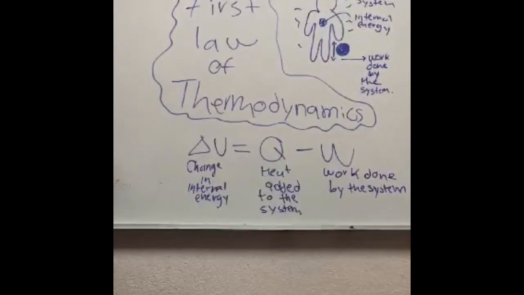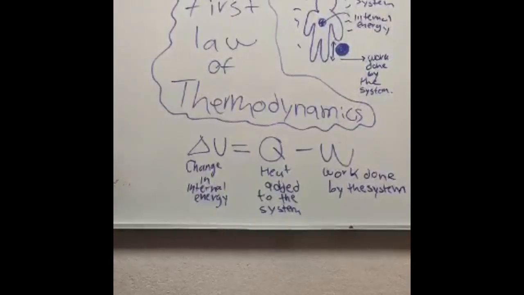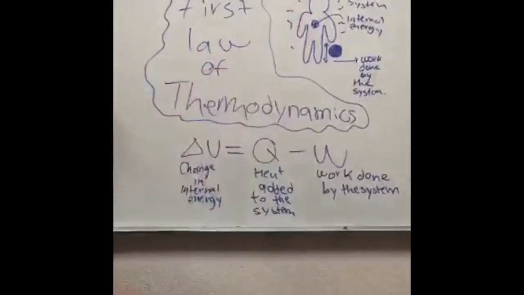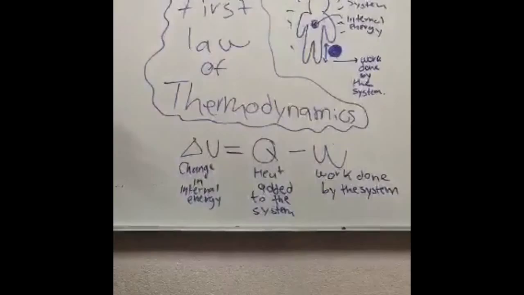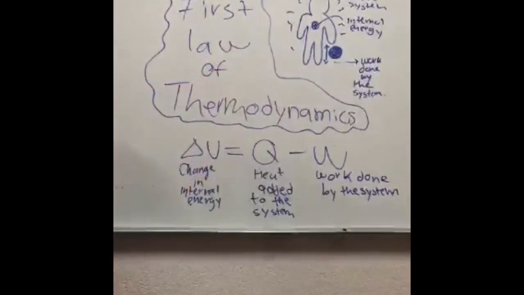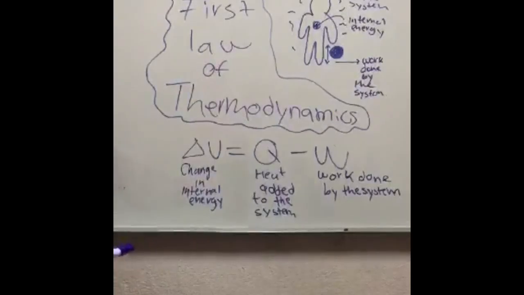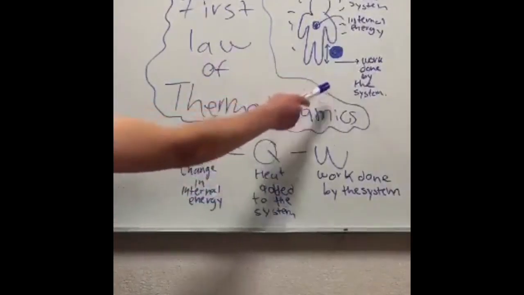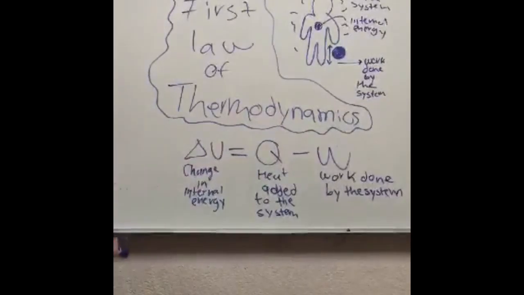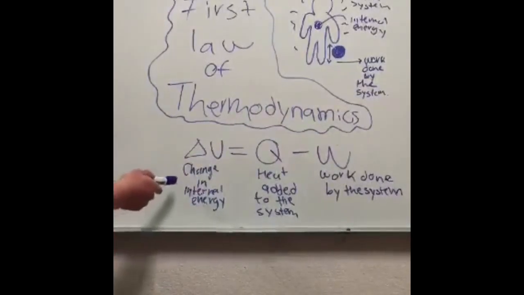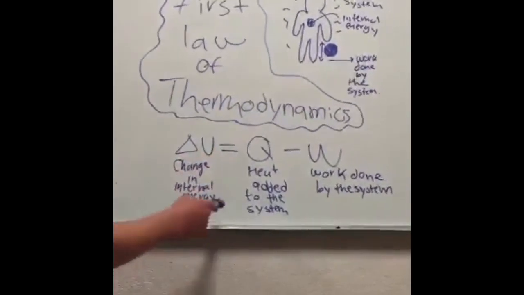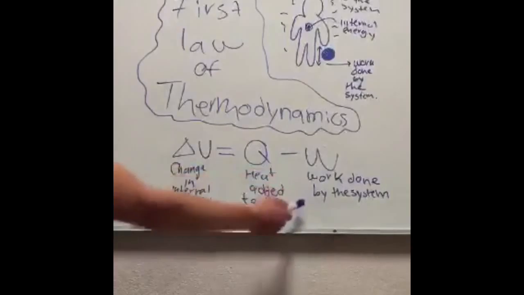The first law is often formulated by stating that the change in the internal energy of a closed system is equal to the amount of heat supplied to the system minus the amount of work done by the system. So here is the formula, and it says change in internal energy equals heat added to the system minus work done by the system.